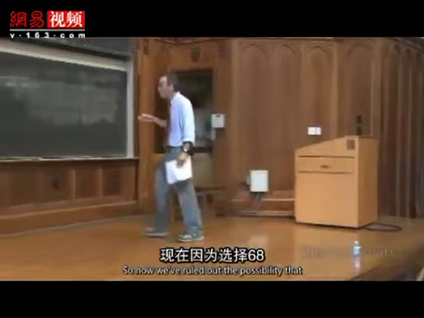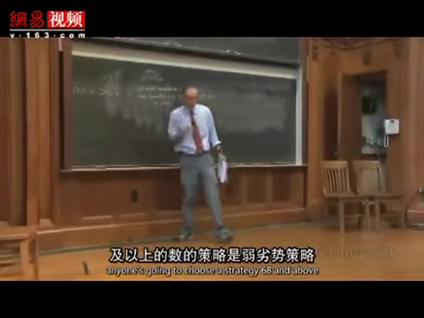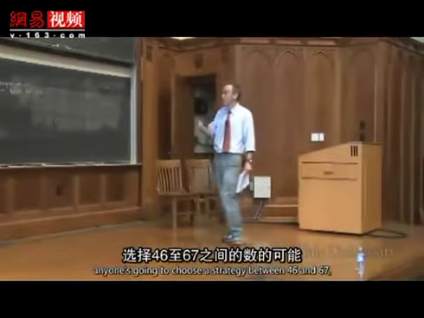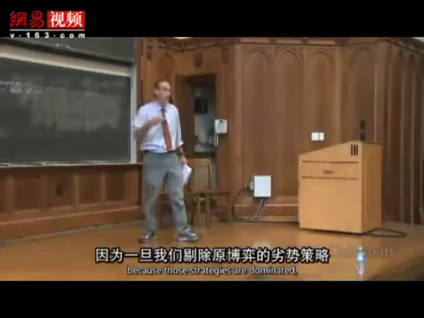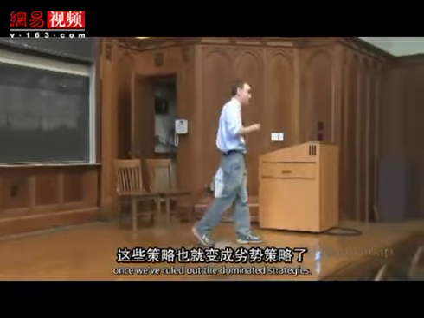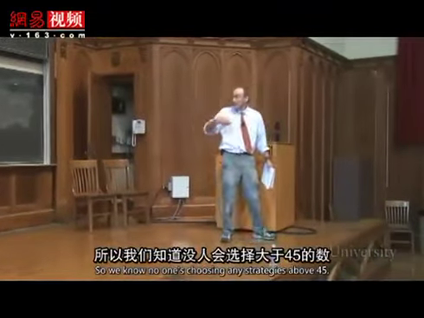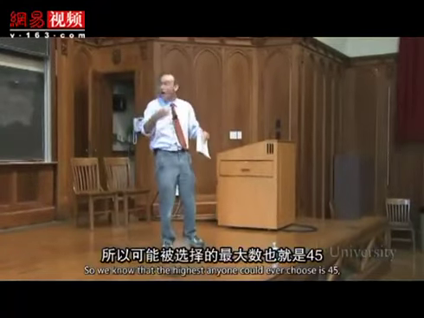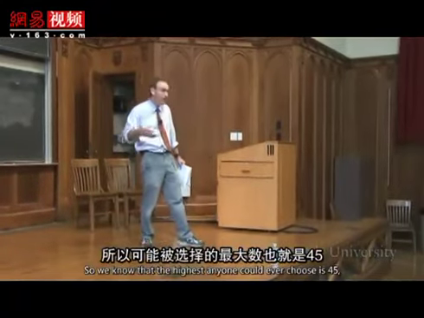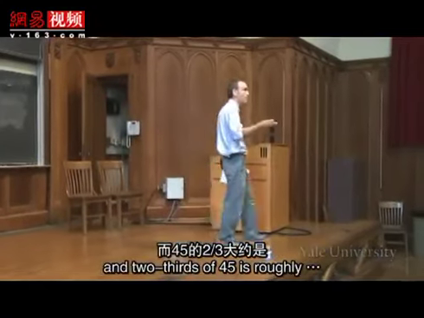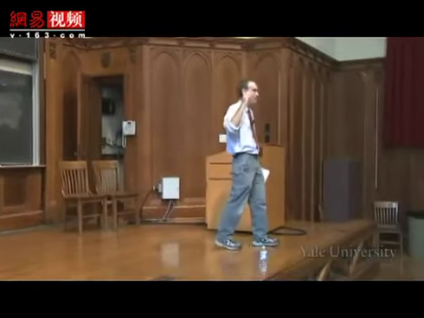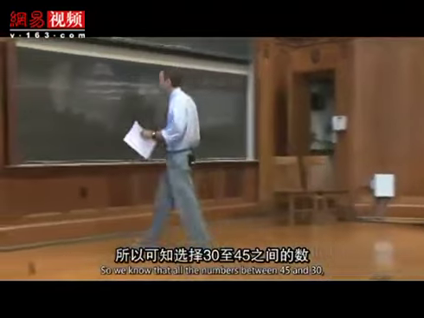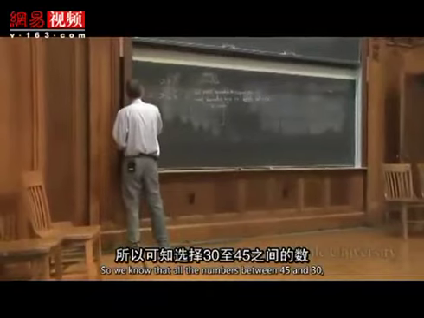So now we've ruled out the possibility that anyone's going to choose a strategy 68 and above because they're weakly dominated, and we've ruled out the possibility that anyone's going to choose a strategy between 46 and 67 because those strategies are dominated once we've ruled out the dominated strategies. So we know no one's choosing any strategies above 45. It's as if the numbers 46 and above don't exist. So we know that the highest anyone could ever choose is 45, and 2/3 of 45 is roughly, someone help me out here, 30, right? Roughly 30.